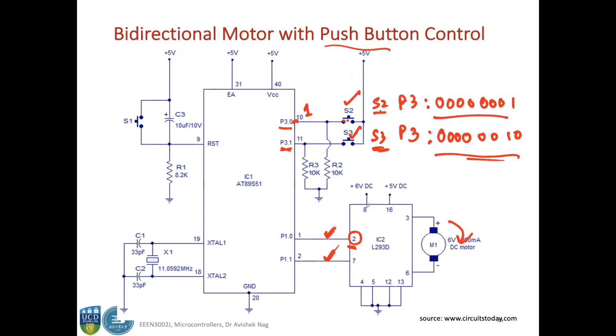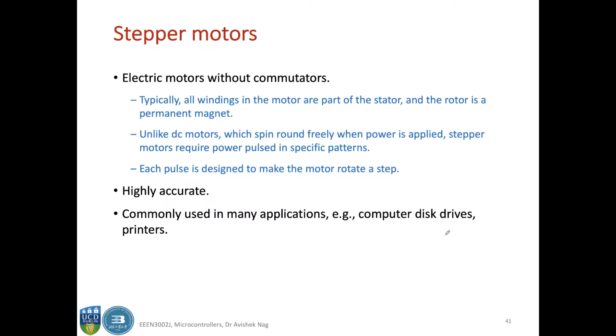Okay, so I hope you got the concept. Basically, based on the switch configurations, you are moving a binary configuration to port 1 so that either this pin is activated of the L293 or this pin is activated, and the motor will either rotate in this direction or this direction. So based on this push button configuration, you are implementing a bi-directional motor. Okay, so that was the DC motor. That was as simple as that.